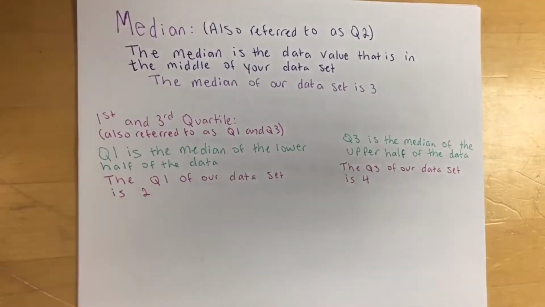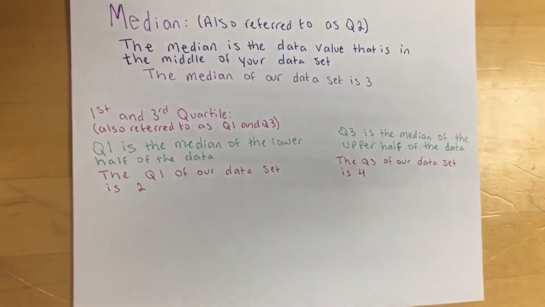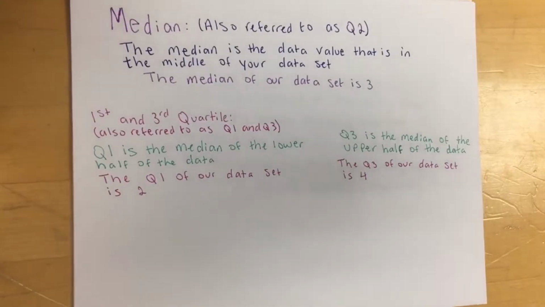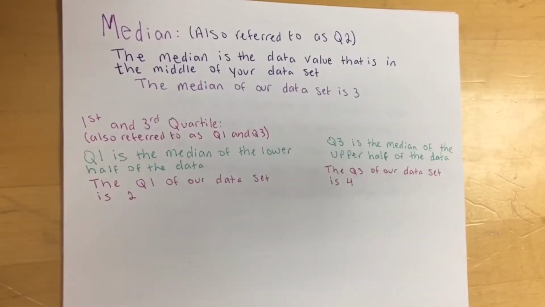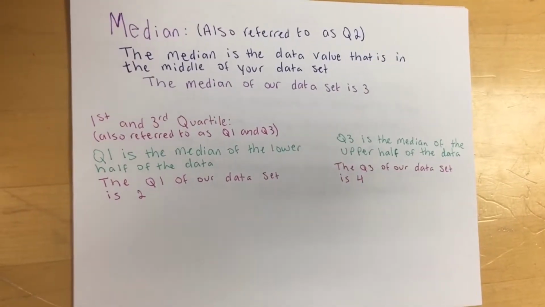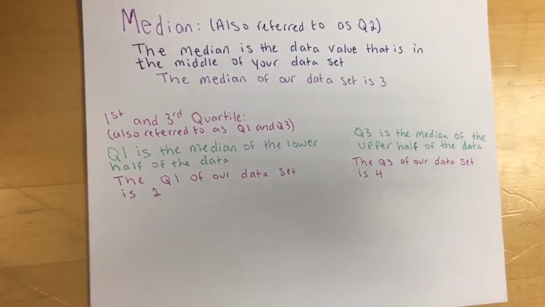The median, or also the Q2, is a data value that is in the middle of your data set. The median of our data is 3. The first and third quartiles, or Q1 and Q3, are the median of the lower half of the data, which is Q1, or the median of the upper half of the data, which is Q3. The Q1 of our data was 2, while the Q3 was 4.